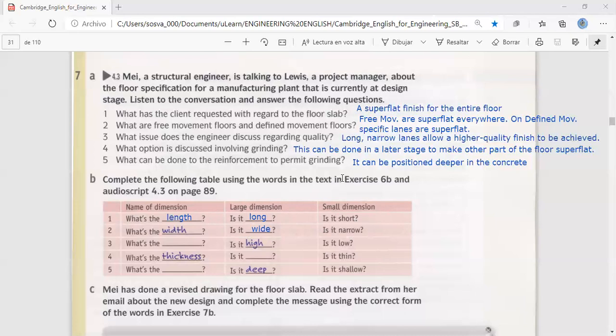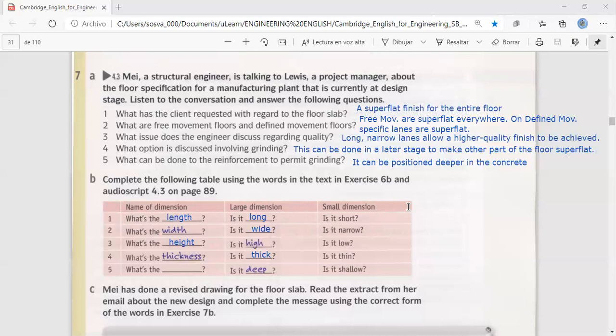Then the third one, it's what's the, and you have the large dimension, it's height. Is it height? The height. What's the height? Height, sorry. Height. Yes, height. Exactly. Small dimension, is it low? Is it low? Okay. The number 4 is what's the thickness? What's the thickness? Is it thick? Thick. Exactly. And is it thin?